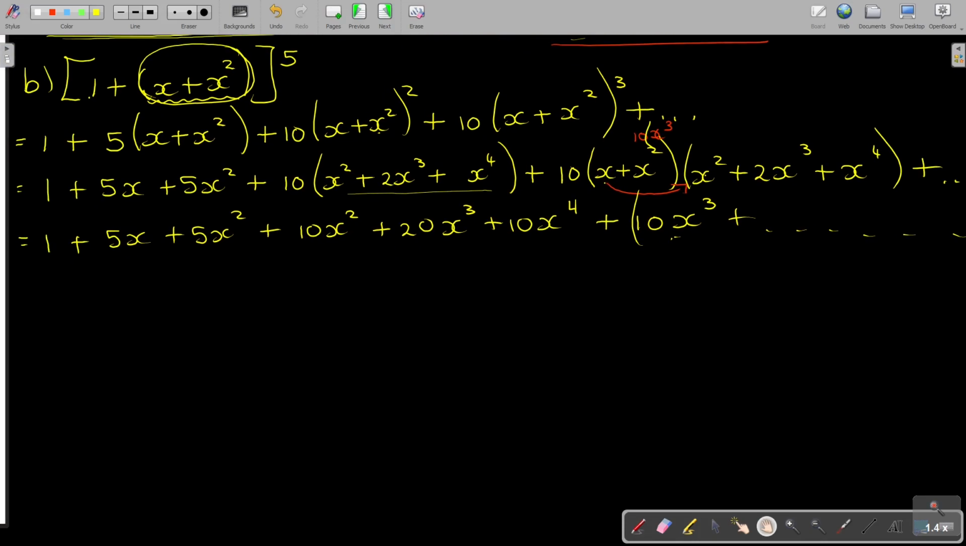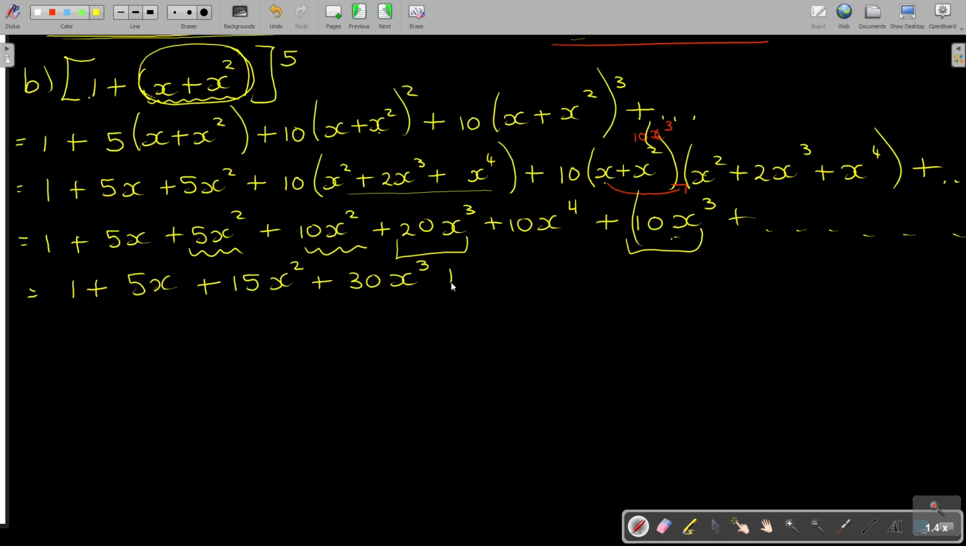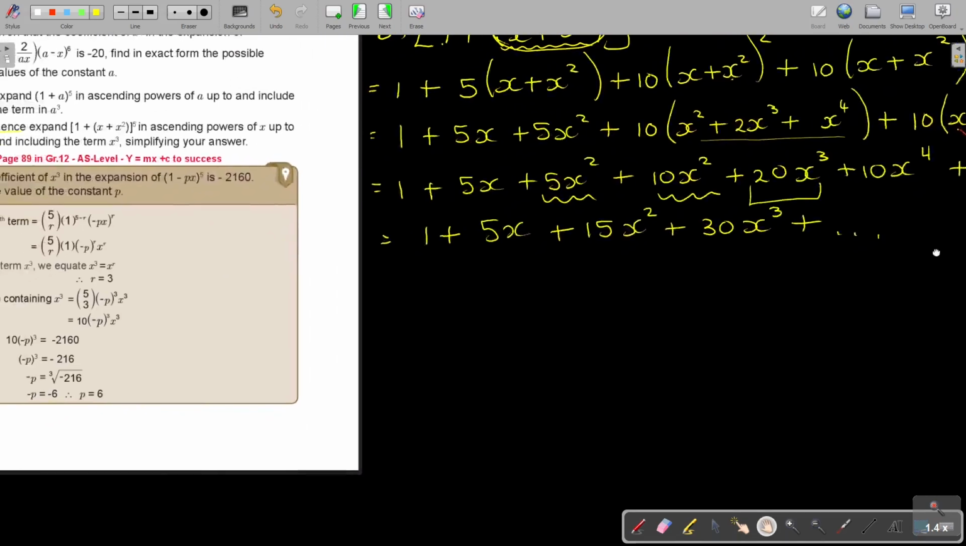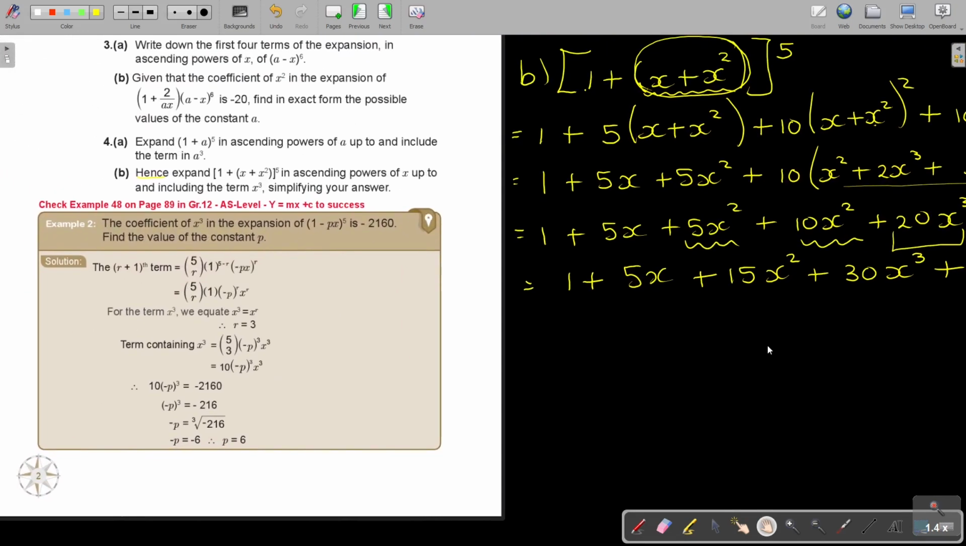So now I can basically just simplify, and I'm going to say, okay, it's 1 plus, there's only this x, but there's a square and there's a square, so it's going to be 15x squared, and then there's an x3 and there's an x3, so it's going to be 30x to the power 3 plus, and then it's bigger. Okay, and that's what they are asking me. They said, hence including x, including 2x, simplify your answer. That's all they want.